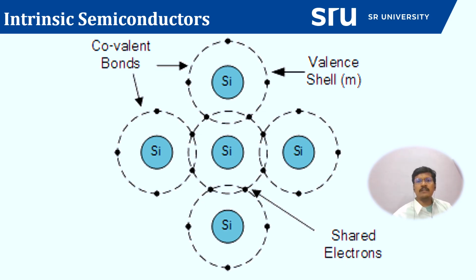Since every generated electron is accompanied by one hole, the concentrations remain equal. This is why intrinsic semiconductors satisfy the basic law: the number of electrons is always equal to the number of holes in intrinsic semiconductors. Because only a limited number of electrons are thermally excited, intrinsic semiconductors exhibit relatively low conductivity.